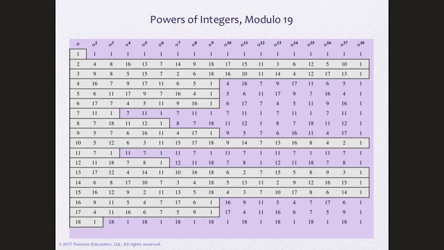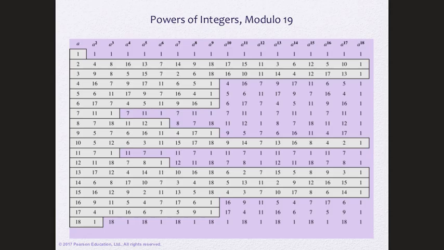19 is a prime number. For a prime number, what's the value of phi n? What's the value of the Euler quotient function? Yes, it's the prime number minus 1. So phi n in that case is equal to p minus 1. So in this case it's 18, right?